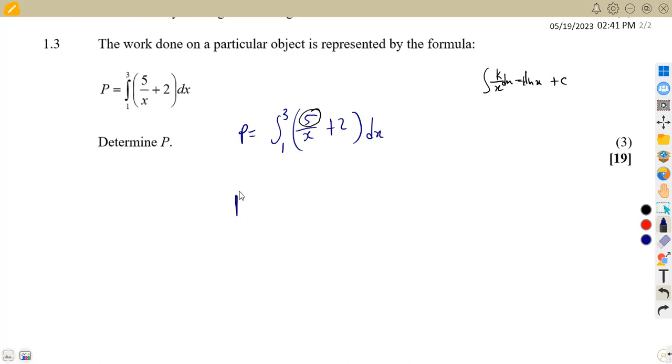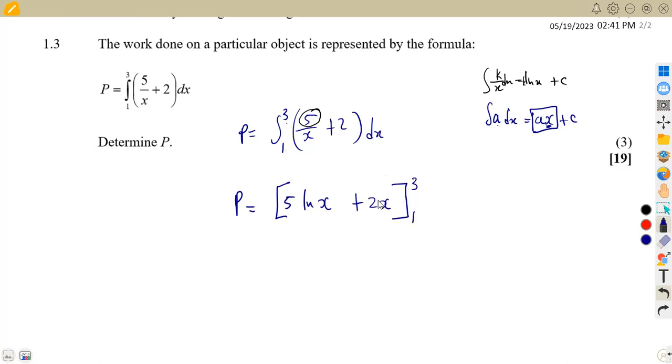So here we are going to have P is equal to 5 ln x. Remember what I said about a constant: if you're integrating a constant with respect to x, it is going to be ax plus the constant of integration. So you multiply with x whenever you're given a constant. So 2 is going to be 2x. Then you have your limits. Don't forget the limits, from 1 up to 3.